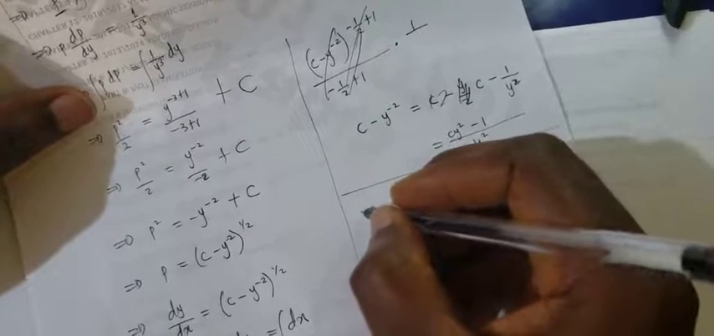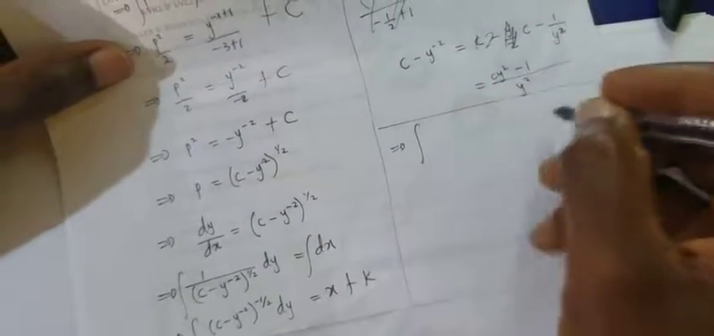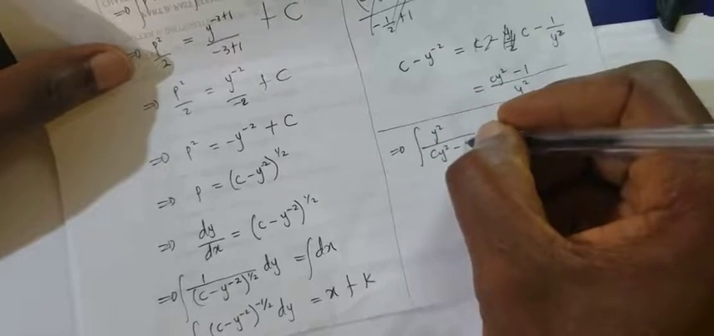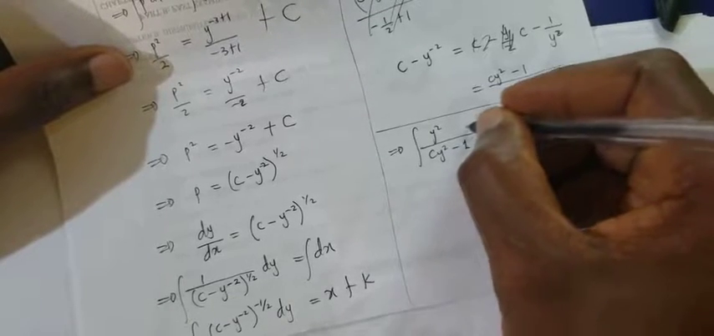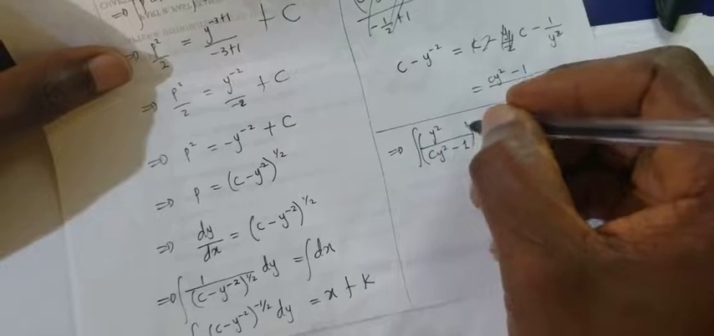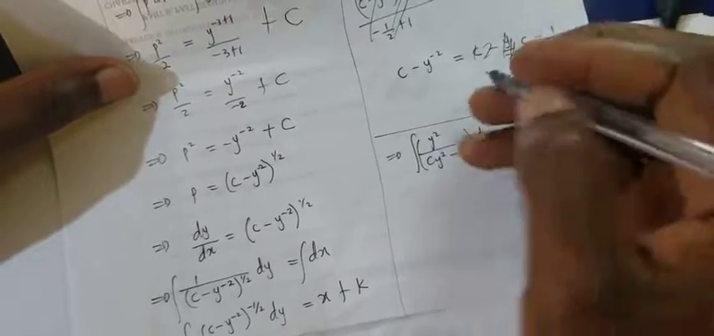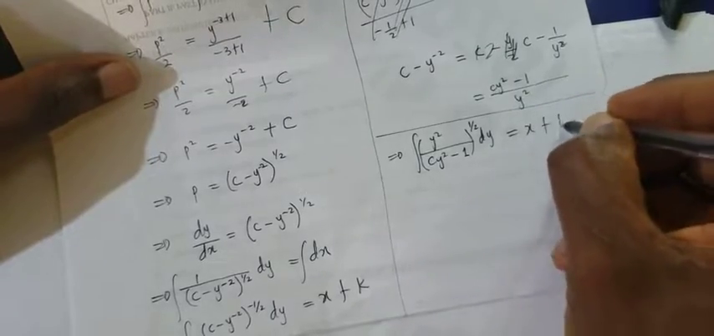Proceeding from it, what we had here will now be the integral of y squared over c y squared minus 1, then dy, all of this raised to power 1 over 2. Now I've changed this, so this is raised to power 1 over 2 dy, equal to x plus k. So we can now integrate this.